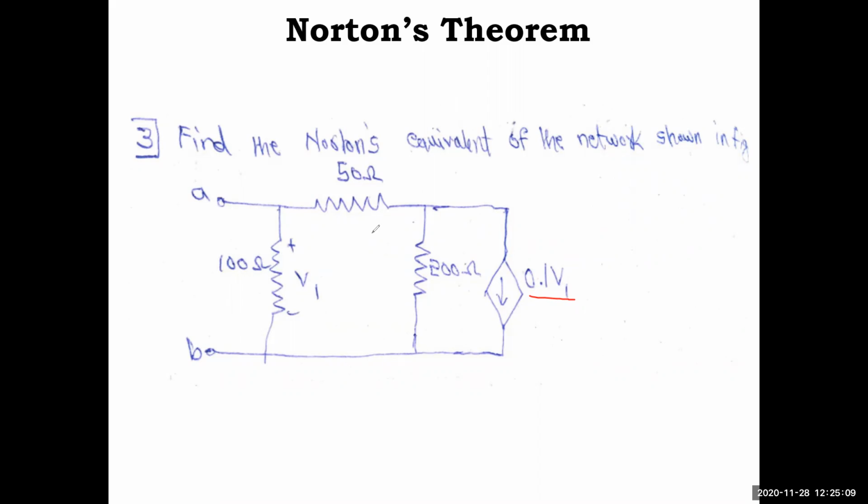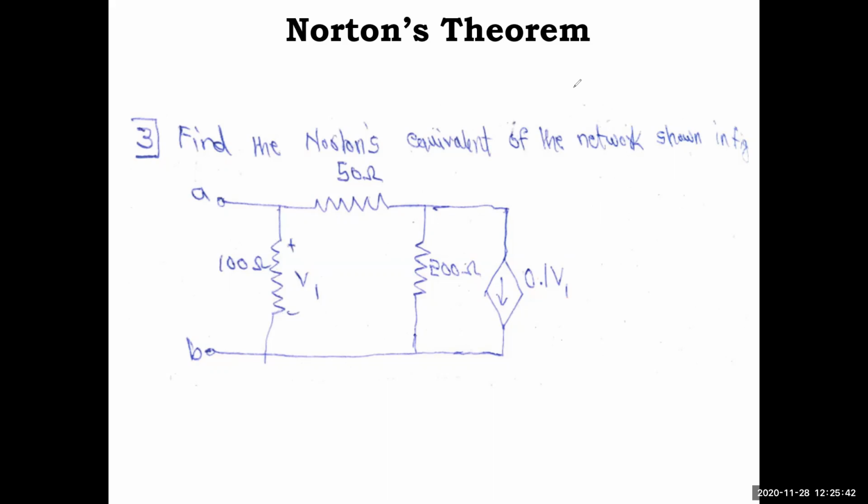Since there are no independent sources, what is the step we have to follow? Either you connect a current source of 1 amp and measure the voltage across the terminals as VAB, or you connect a 1 volt voltage source and measure the current IBA, and you take the ratio. Here we will connect a 1 amp current source, apply node analysis, and find the voltage VAB, which is across this 100 ohm.